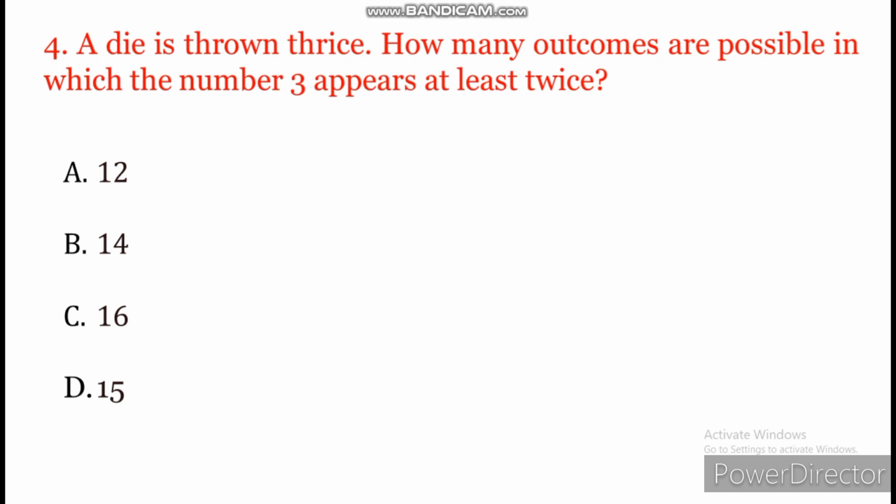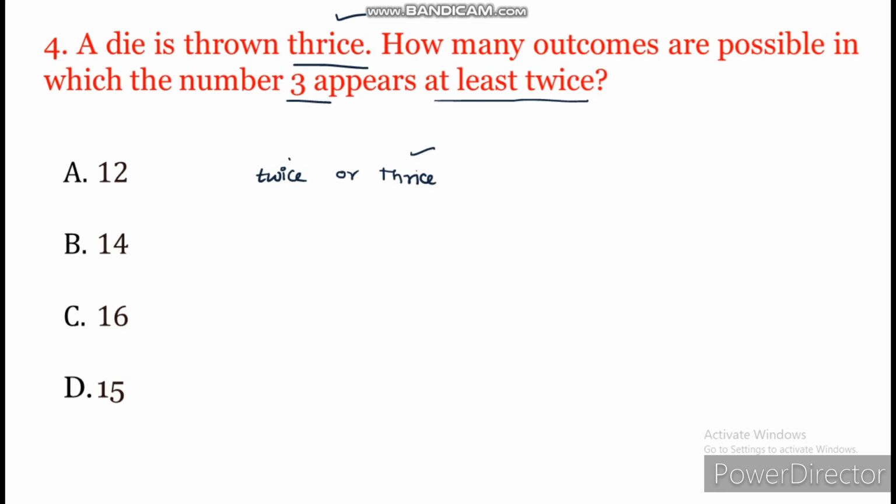A die is thrown thrice. How many outcomes are possible in which the number 3 appears at least twice? See, a die is thrown thrice. At least twice means what? The number 3 appears twice or thrice, because at least means a minimum of 2 times or a maximum of 3 times. Why? Because the die is thrown only 3 times.